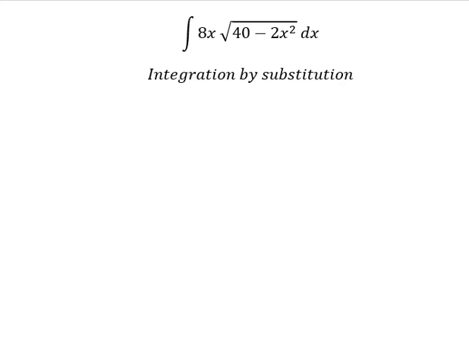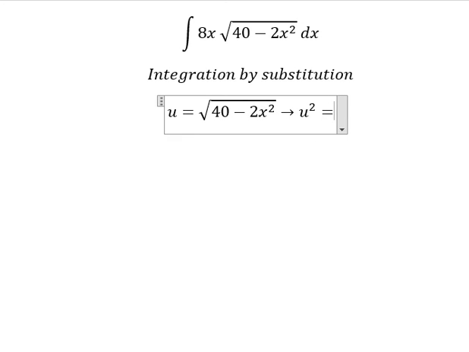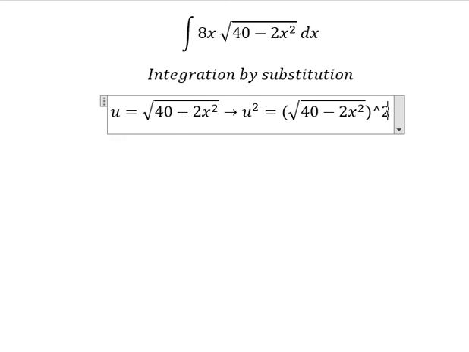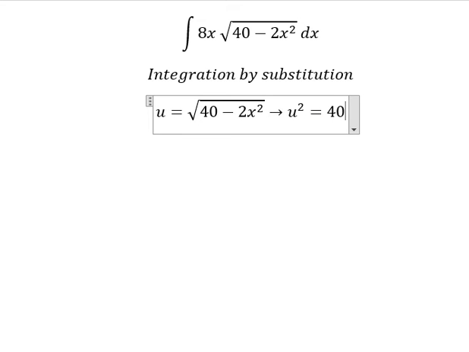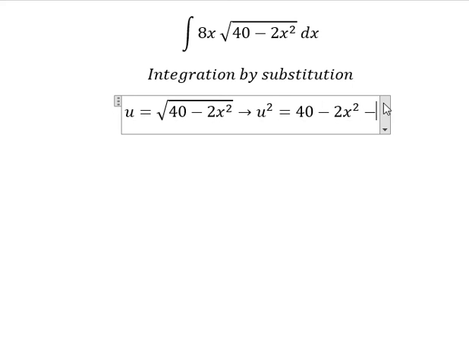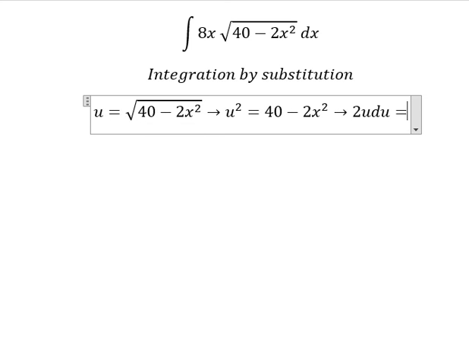So I will put u equals to this one. Later we square both sides to cancel the square root. Next, we need to first take the derivative of both sides. This one we have to use the u.